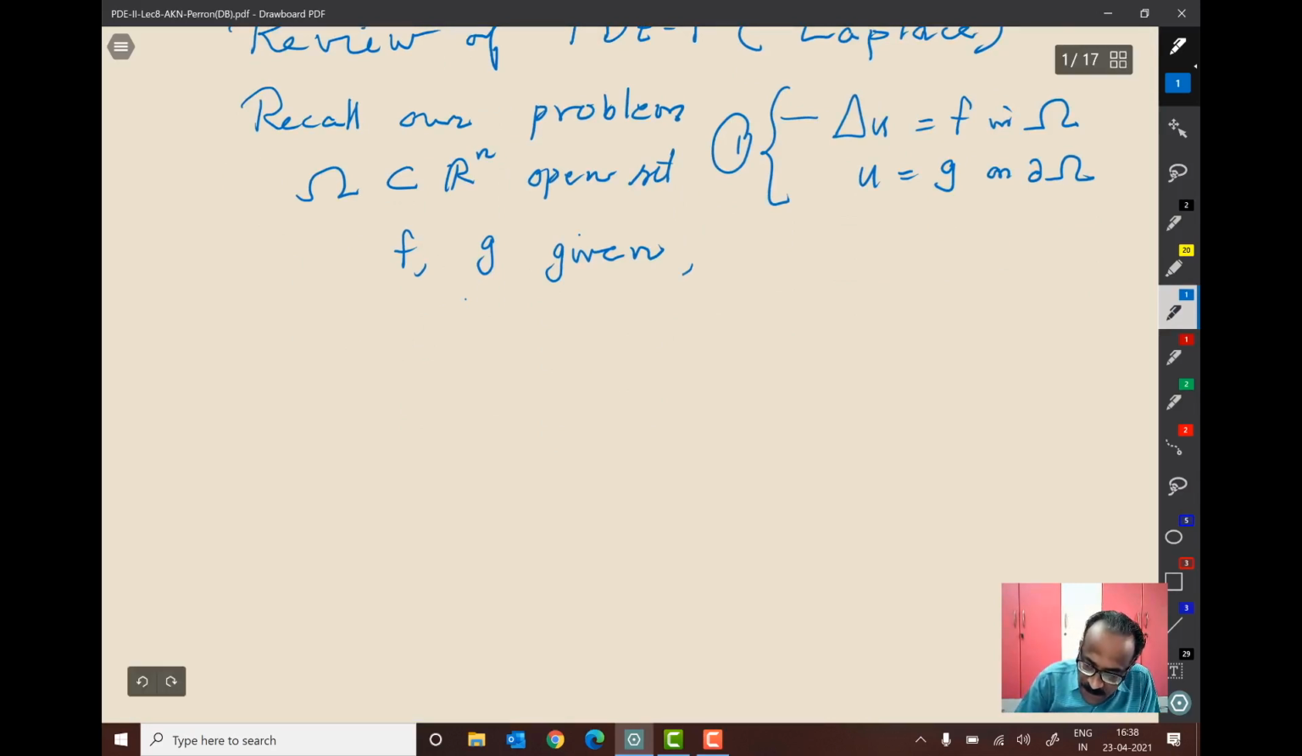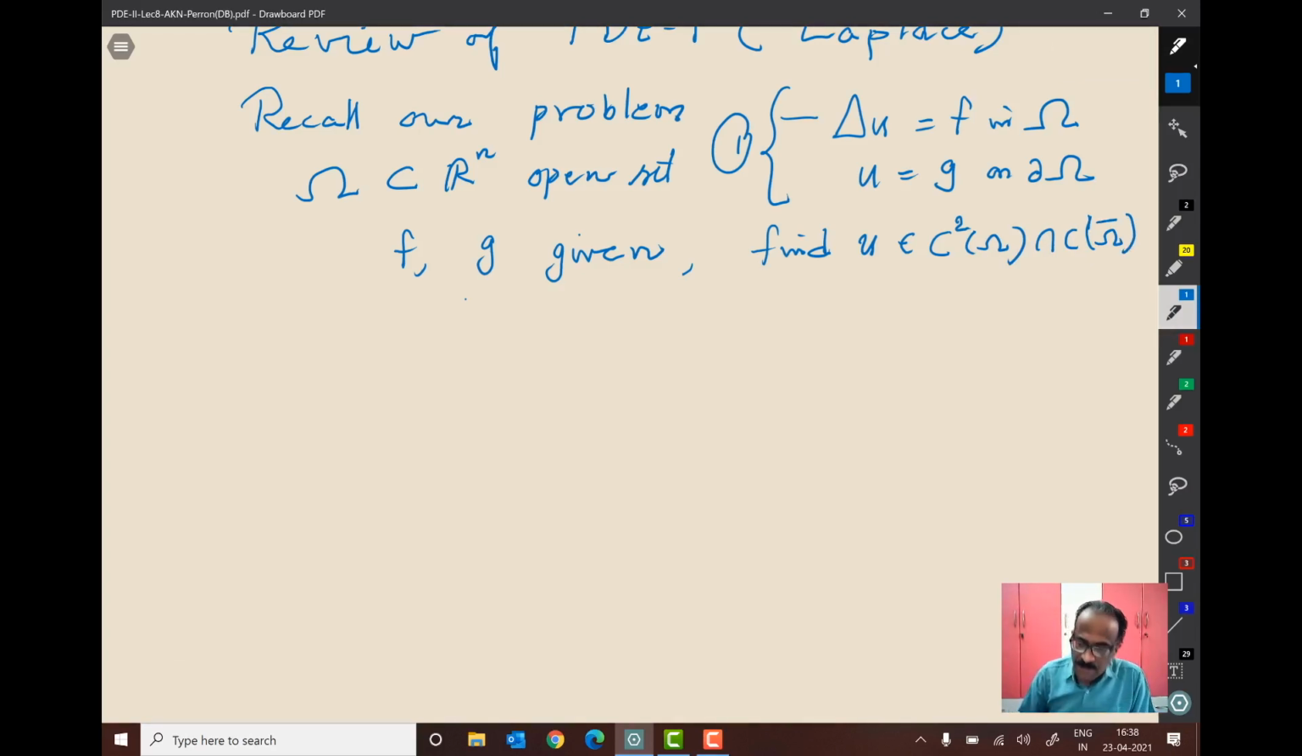So the problem is to find u in appropriate spaces. Basically you want to find u, a classical solution. It should be C^2 of omega to define what the Laplacian of u is, and it should be in the intersection with C of omega bar. So you need continuity up to the boundary because you want to define what u equal to g means.